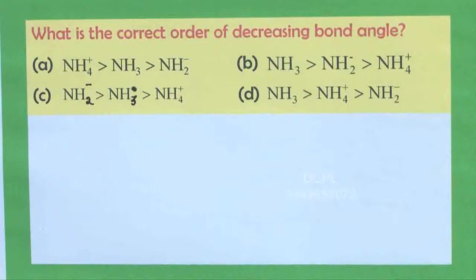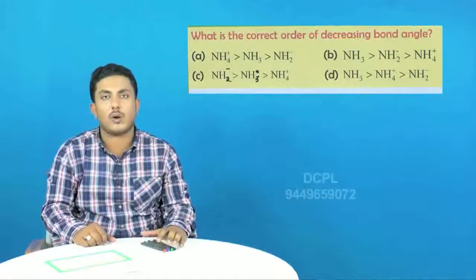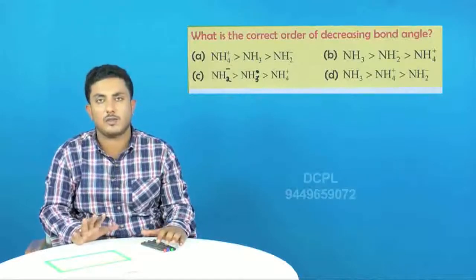Option C, NH2 minus greater than NH3 greater than NH4 plus. Option D, NH3 greater than NH4 plus greater than NH2 minus. Now, we need to predict the correct order of bond angles. To do that, first we should find the hybridization.